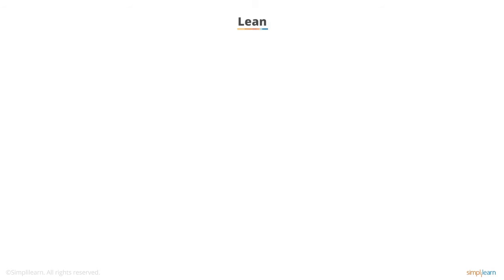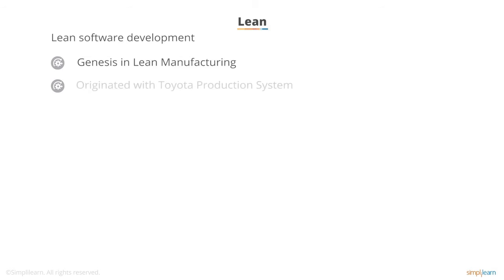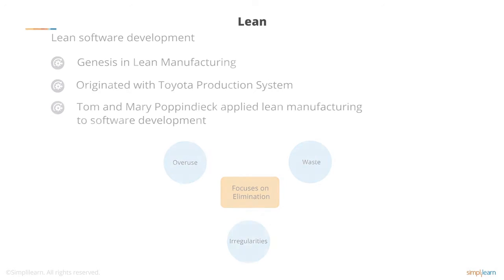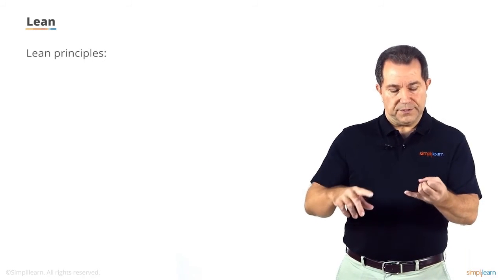Okay, so now we're going to talk about Lean. The genesis of Lean software development is in Lean manufacturing, which originated with the Toyota production system. Tom and Mary Poppendieck applied Lean manufacturing to software development. This method focuses on the elimination of waste, irregularities, and overuse, and includes the following principles.